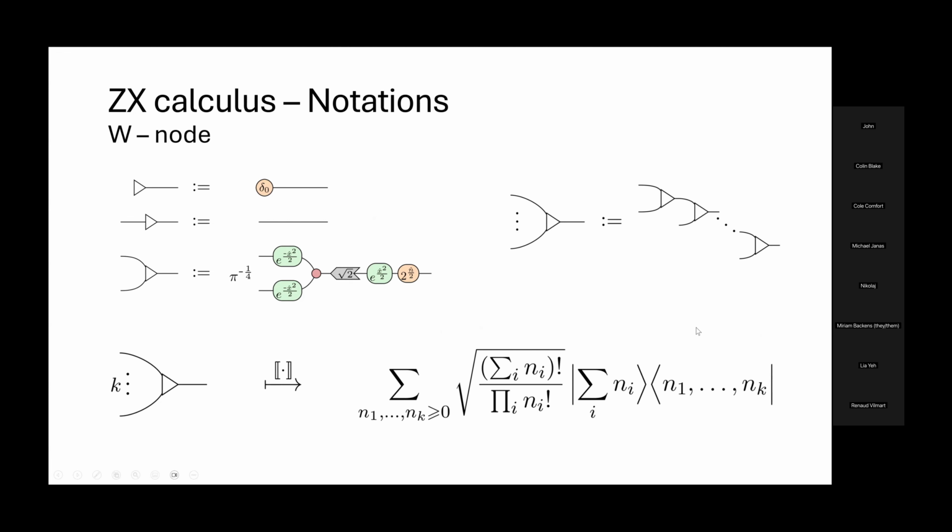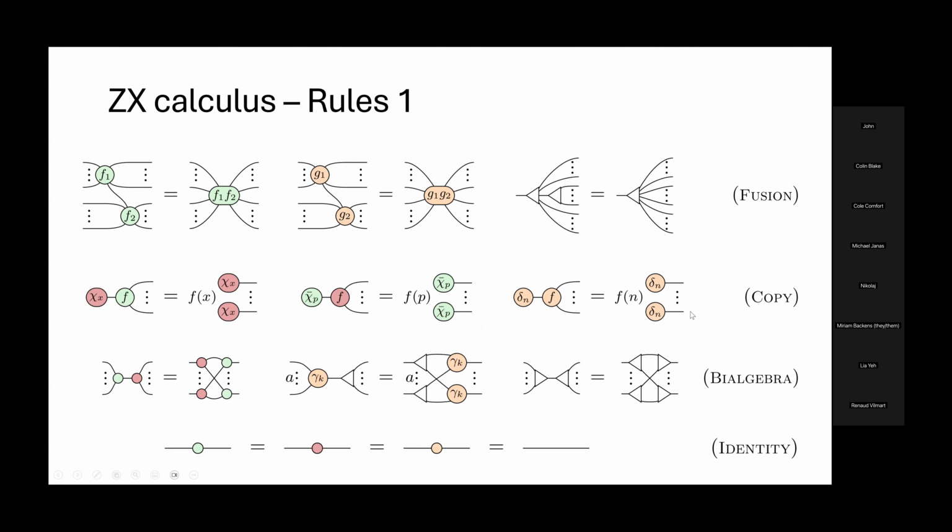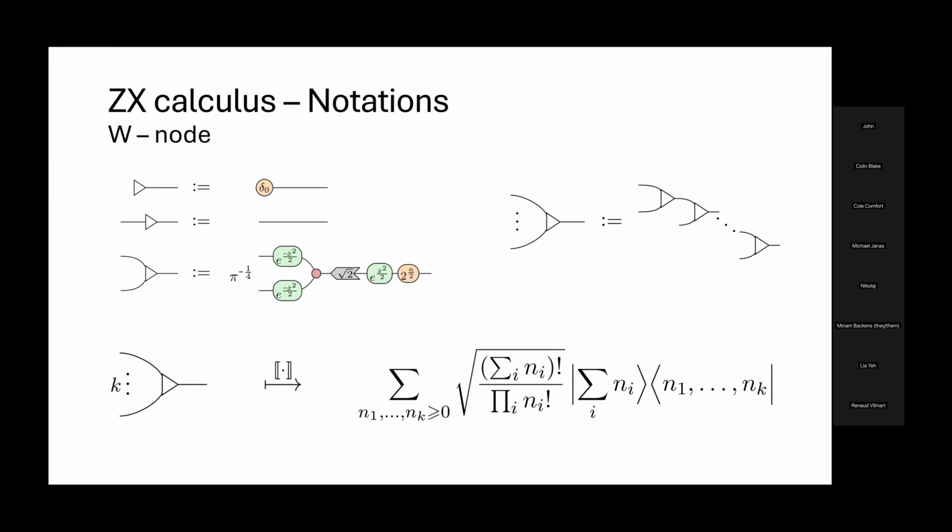So, okay, these are the generators and notations that we are going to use. And here are the rules of... could I ask a quick question about the W spider?